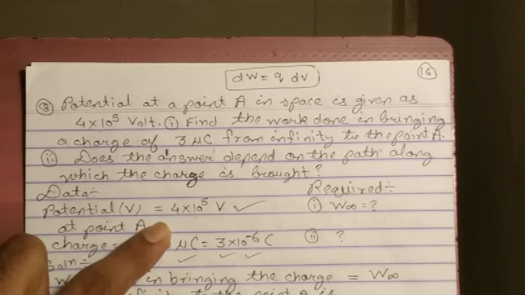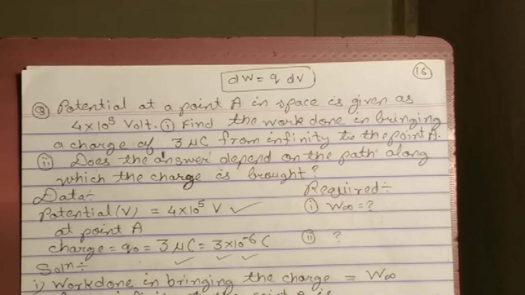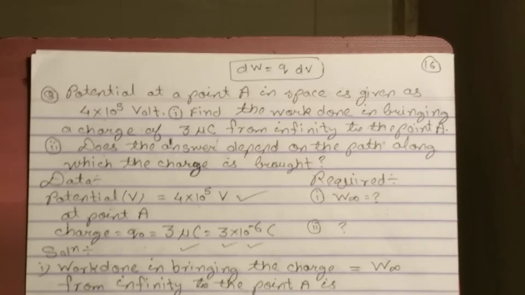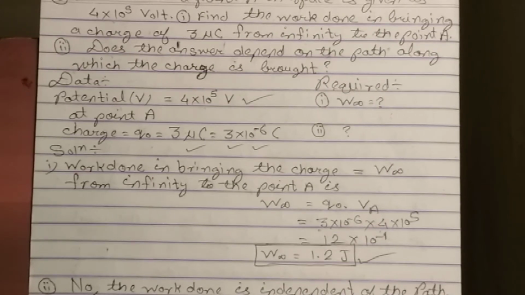And the value of voltage at point A is 4 into 10 raised to 5. So 3 4s are 12, 12 into 10 raised to minus 1. Because of this minus 1, the decimal point will shift towards the left. So the final answer is 1.2 joule. Hope you understood the simple numerical.